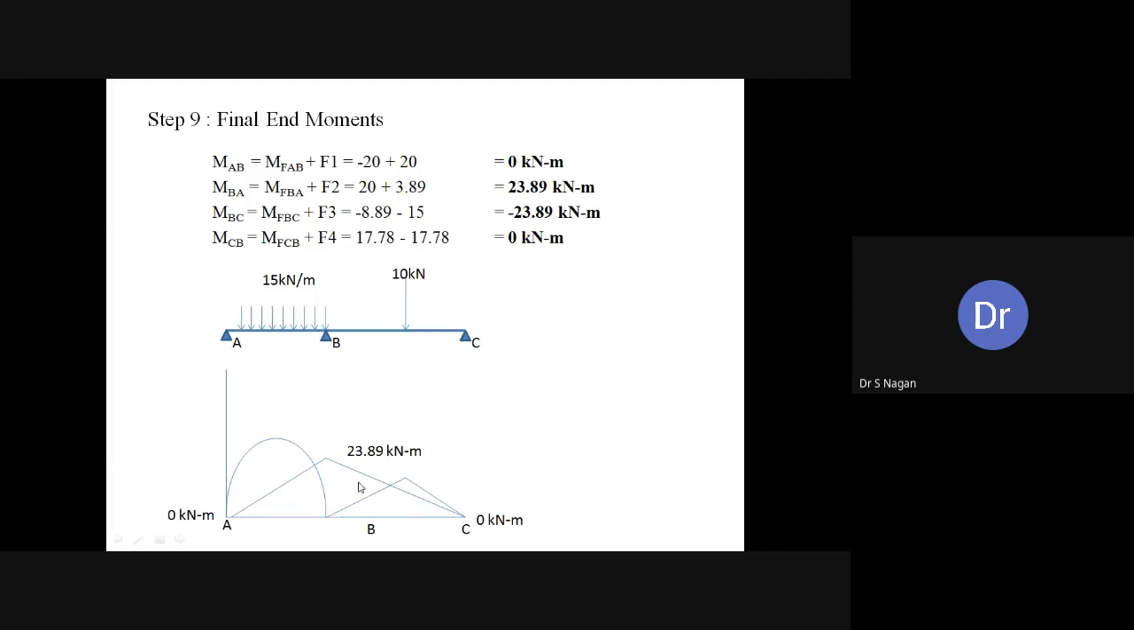Then draw the bending moment diagram. First, let us draw the end moments. So 0 at A, 0 at C, and 23.89 at B. To the left of B, apply a clockwise moment, so the beam will be pushed up. To the right side of B, apply an anti-clockwise moment, it will also push up. Therefore, mark 23.89 upward. Connect this and you get the end moment diagram. Superimpose the free BMD, and this is the net bending moment diagram.